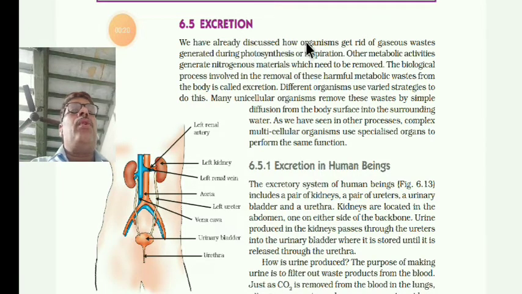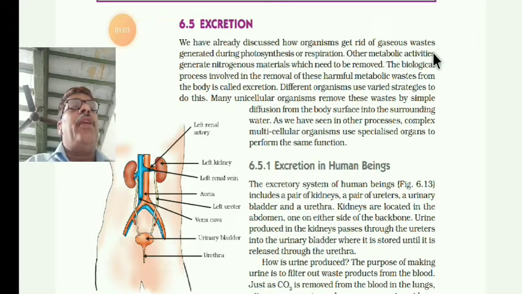So, how do organisms get rid of gaseous waste generated during photosynthesis or respiration? You know that during photosynthesis, plants get rid of their waste. Here, carbon dioxide is taken in and oxygen is given out. That is the waste for the plants. During respiration, oxygen is taken in and carbon dioxide is removed, so carbon dioxide is the waste. For animals, oxygen is taken in through the lungs and carbon dioxide is given out. This is the waste.